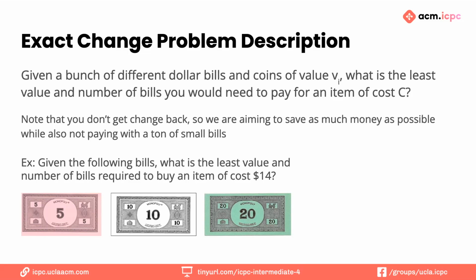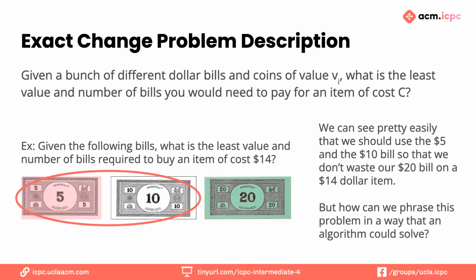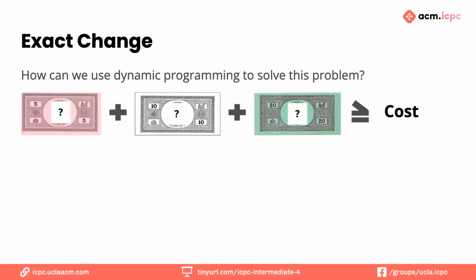Exactly right. You'd use the $5 and the $10 bill, and that's pretty intuitive for us since we work with money all the time and we're used to paying for things at stores. But how would we tell a computer that we're trying to minimize the value, but also the number of bills at the same time? This is where dynamic programming comes in. Because we're trying to minimize both the value we pay and the number of bills we use, we need a two-dimensional dynamic programming approach. Instead of just using one array where we build up a bunch of values, we're going to be using a two-dimensional approach.